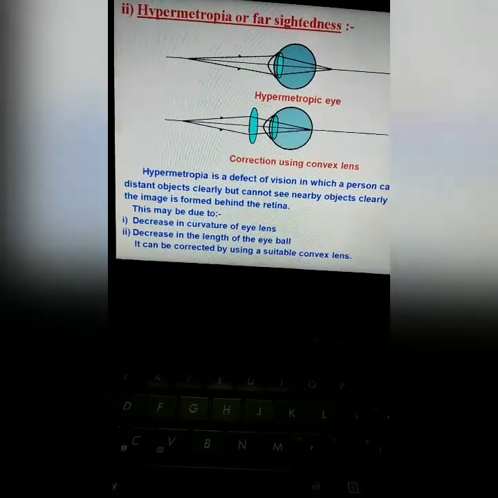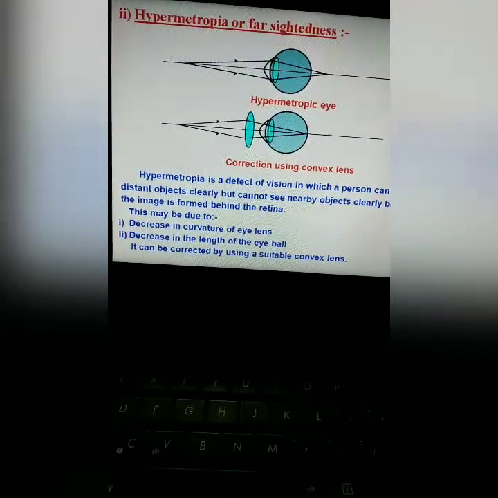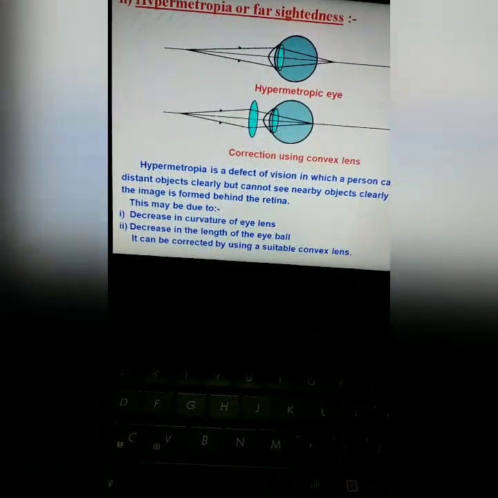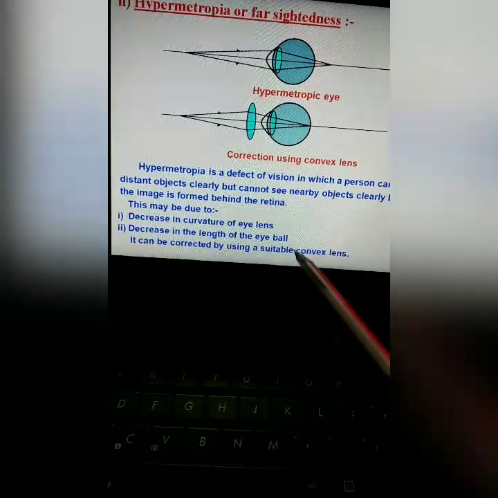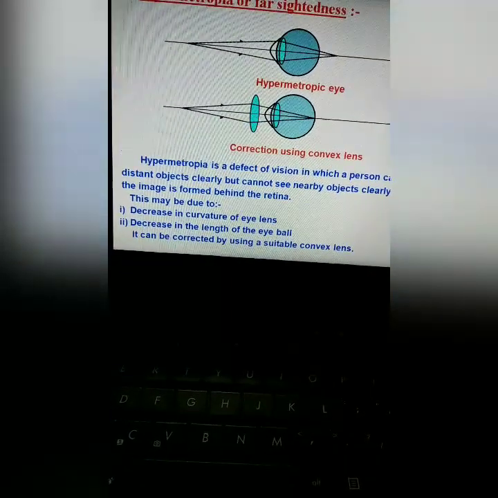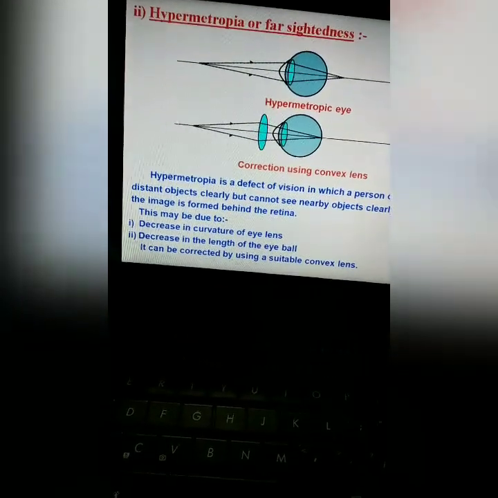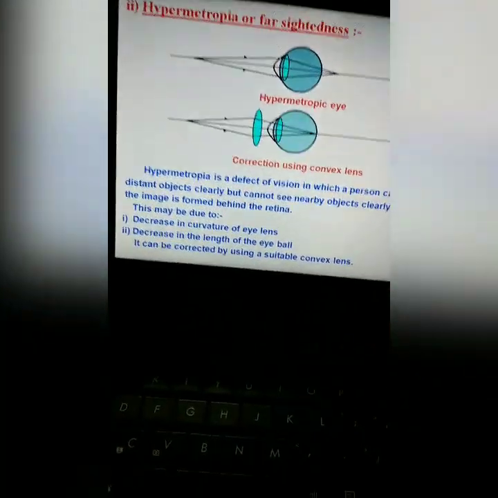What are the causes? Decrease in curvature of the eye lens, so the focal length of the eye lens increases. Or a decrease in the length of the eyeball, which means the distance between the retina and the eye lens is decreased. So the image is falling behind the retina, and it can be corrected by using a convex lens.